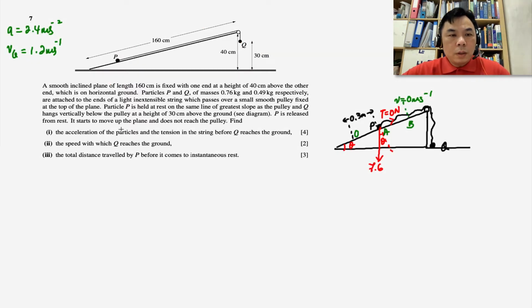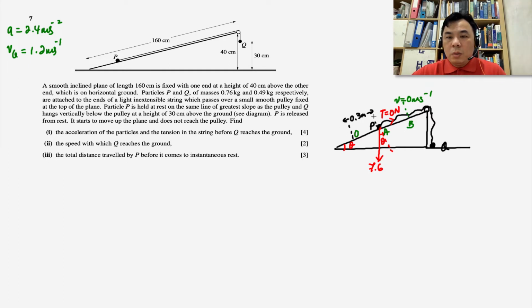Right, now next let's look at the third section of this. We need to find out the total distance traveled by P before it comes to instantaneous rest. Now I have redrawn the diagram for the object on the slope. At this point, once Q has reached the ground, P would have moved 0.3 meter up the slope.